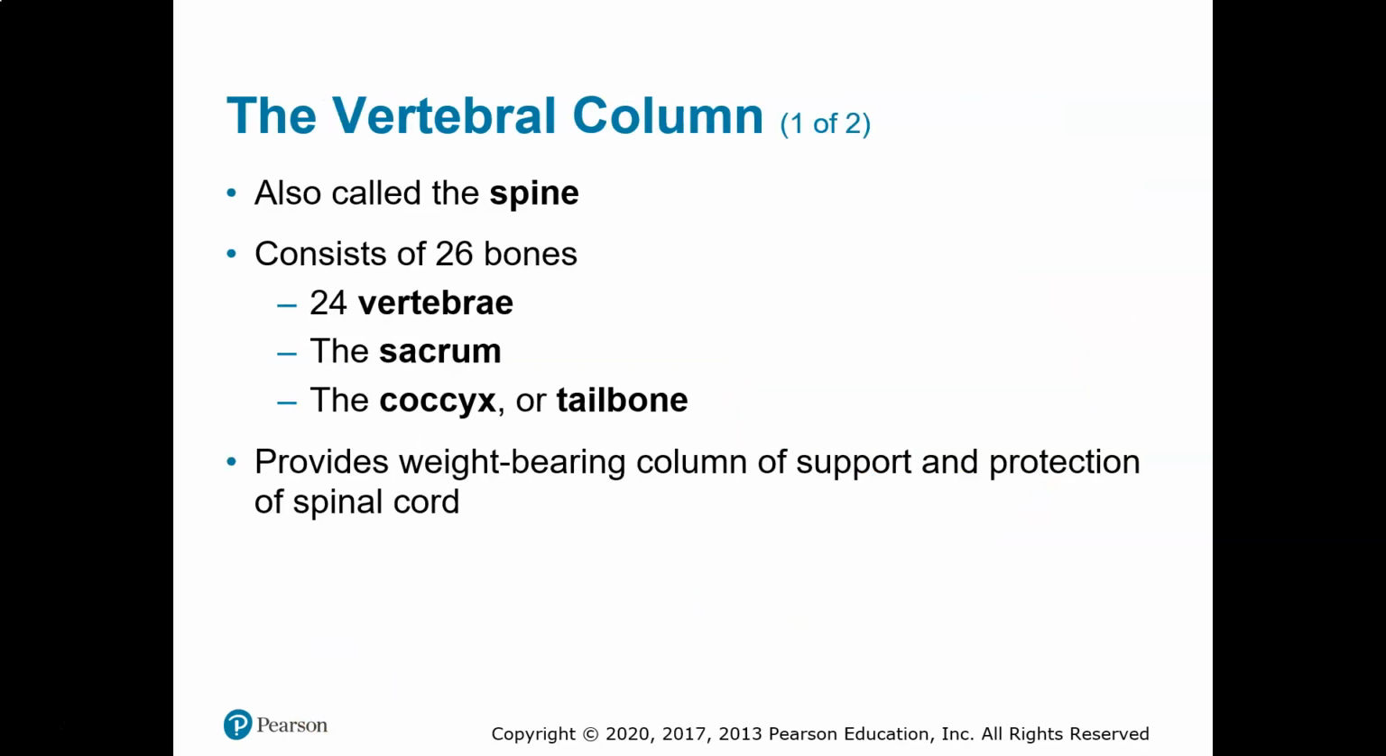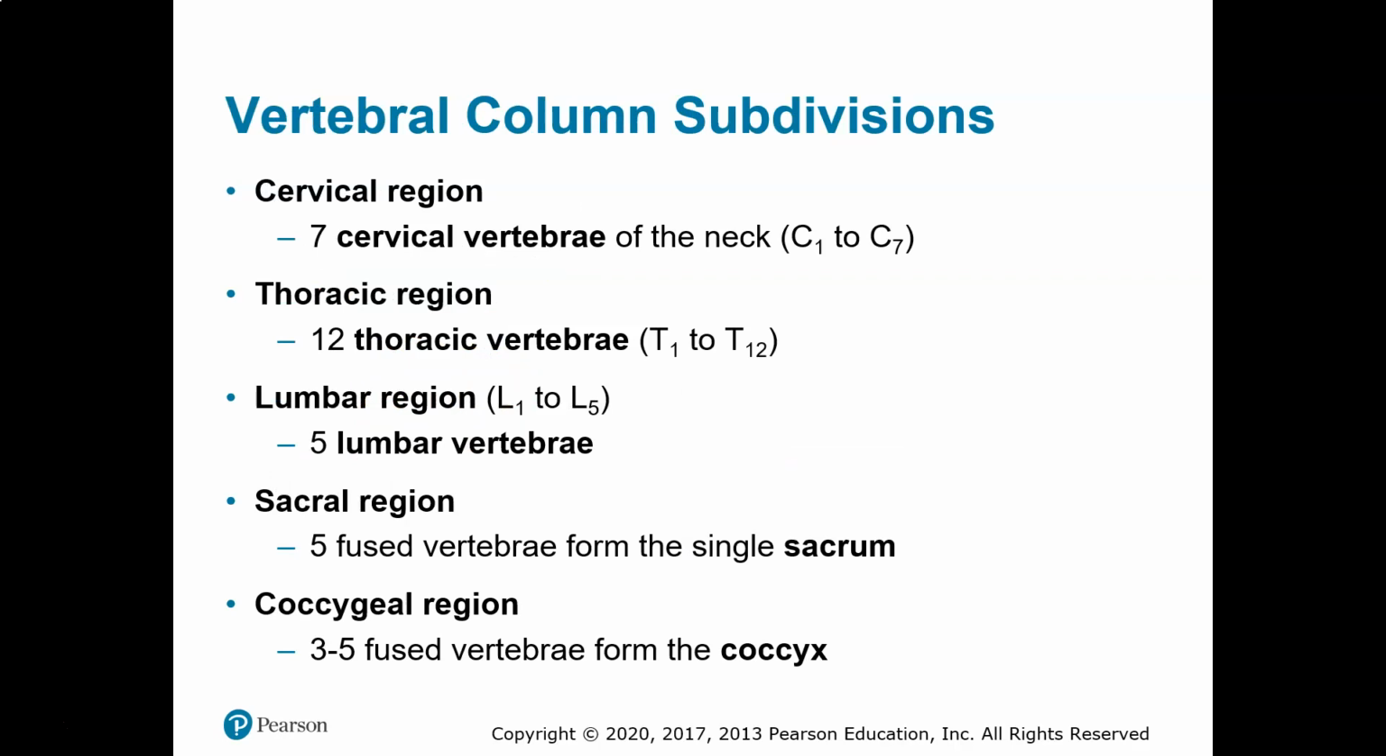The vertebral column, which is also called the spine, consists of 26 bones. 24 are actually the vertebrae, and then there's the sacrum and the coccyx. In the vertebrae, we have 7 cervical vertebrae, we have 12 thoracic, and 5 lumbar. The sacral region is 5 fused vertebrae, that's the sacrum, and then 3 to 5 fused vertebrae form the coccyx or the tailbone. So if you add these up, 7 plus 12 is 19, plus 5 is 24. So that's the 24 bones of the vertebrae.